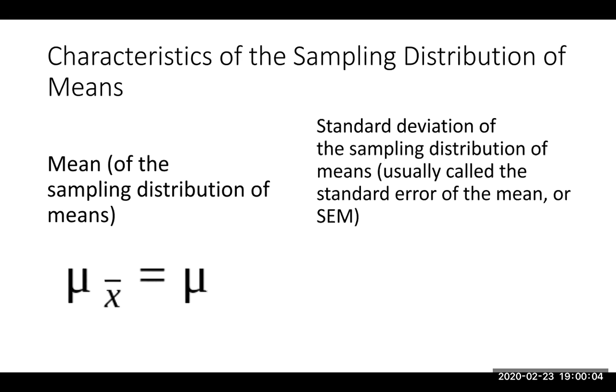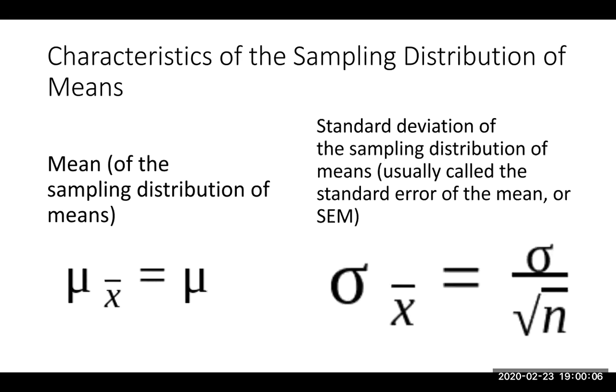And someone once figured out that if we take the standard deviation that we already know and divide it by the square root of n. Now remember, n is our sample size. So if I take the standard deviation that I already know and divide it by the square root of n, that will give me the standard deviation for the distribution of means.